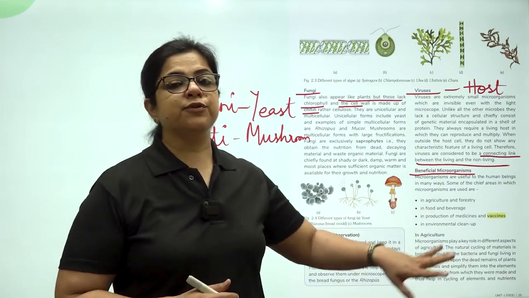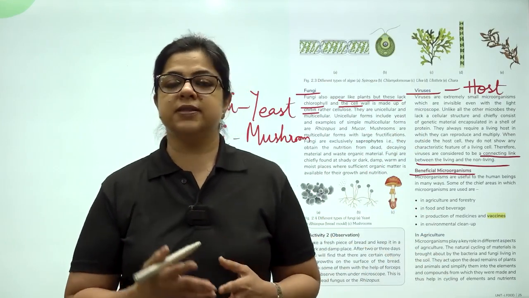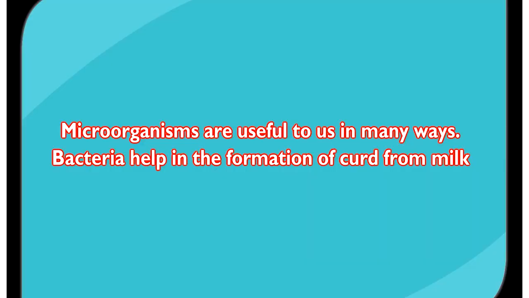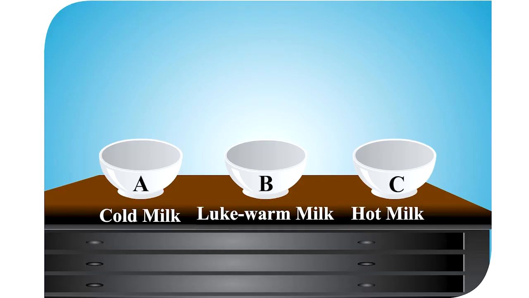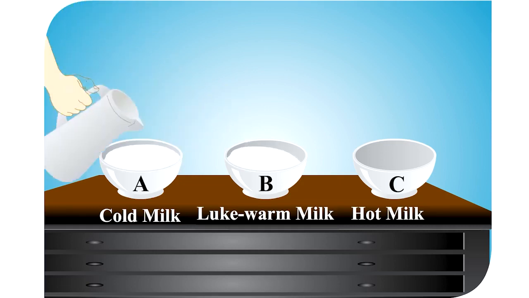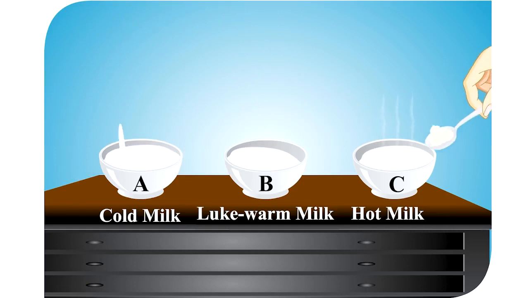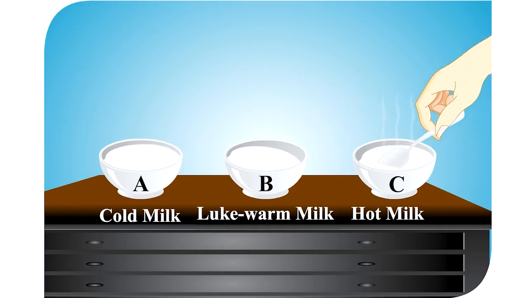To understand the beneficial effects of microorganisms, let's watch a video. Microorganisms are useful to us in many ways. Bacteria help us in the formation of curd from milk. Take 3 cups of milk, label them as A, B and C. Put cold milk in cup A, lukewarm milk in cup B and hot milk in cup C. Put a spoonful of curd in all the 3 cups.